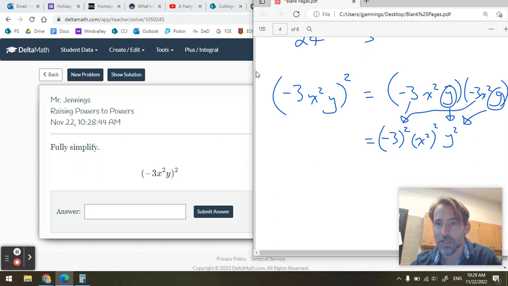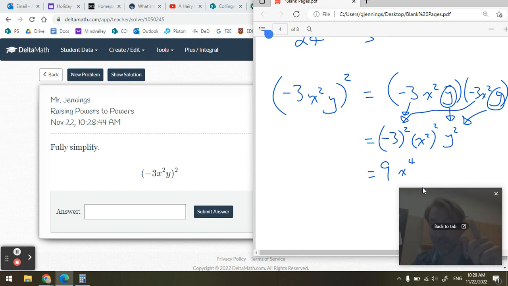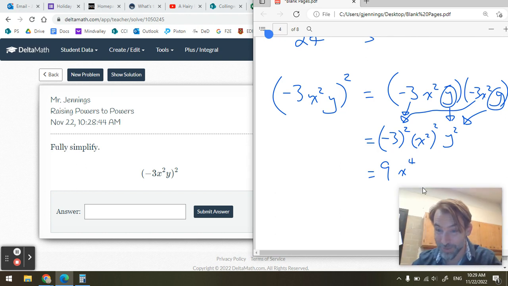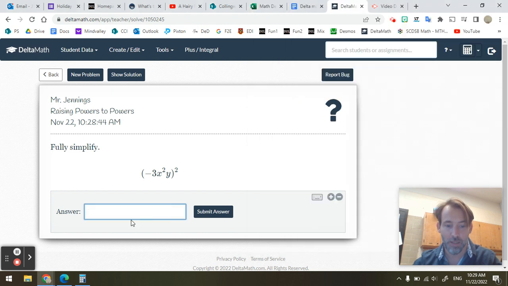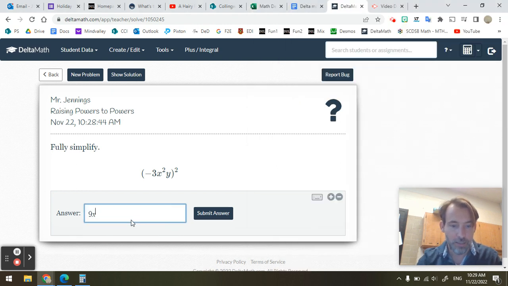Minus 3 times minus 3 is minus 3 squared. Minus 3 squared is 9. X squared squared is x to the 4, because we multiply the exponents there. I did 2 times 2, not 2 plus 2, even though that happens to give me the same answer in this case. And y squared is just y squared. So that's my answer. 9x to the 4, y squared. Notice minus 3 times minus 3 is positive 9. So you do have to practice your signs with these problems. It's almost like they're really good practice.